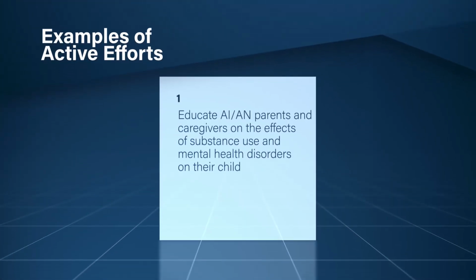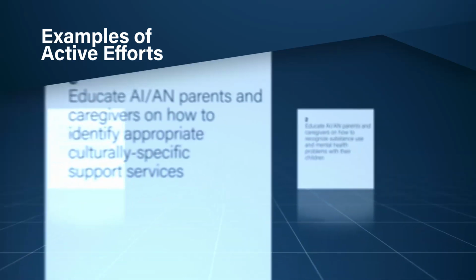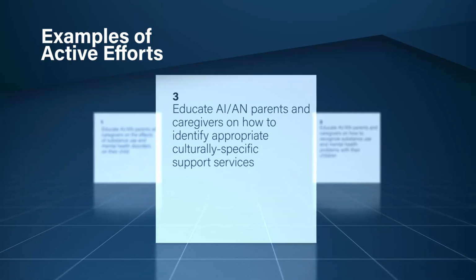What other things can I do to support the family as the child gets older? There are many things you can do. The final intervention point, childhood and adolescence, responds to the unique developmental and service needs of the toddler, preschooler, child, and adolescent who is prenatally exposed through a comprehensive, family centered approach that focuses on both neurodevelopmental needs and preventing SUDs among adolescents. Here are three examples of active efforts at this point. Educate AIAN parents and caregivers on 1. The effects of substance use and mental health disorders on their child, 2. How to recognize substance use and mental health problems with their children, and 3. How to identify appropriate culturally specific support services.